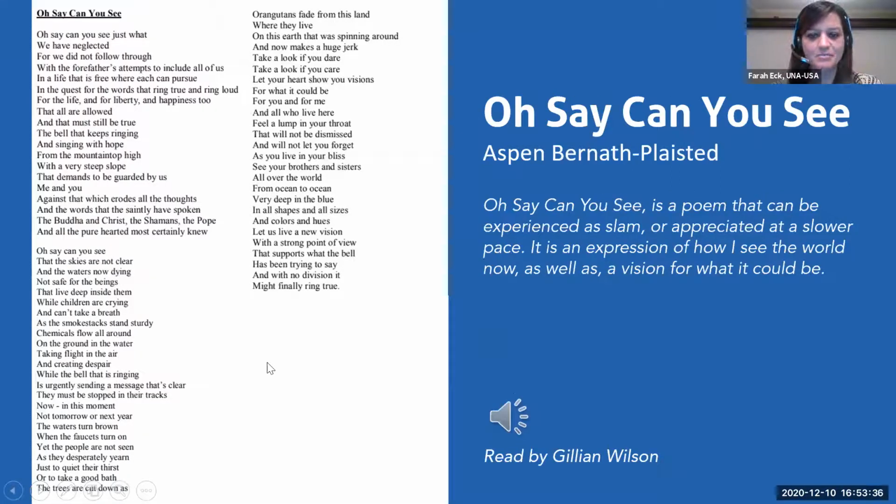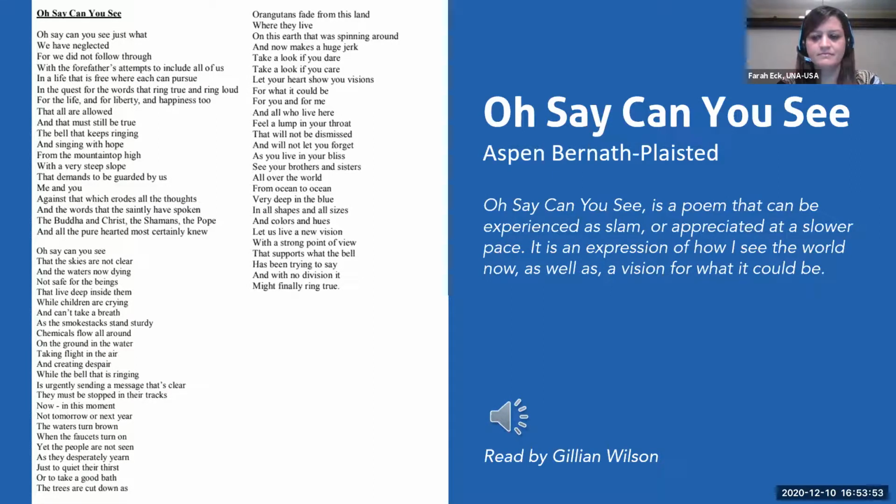This is a poem that is read aloud by our very own Jillian Wilson, entitled "Oh Say Can You See?" "Oh Say Can You See" by Aspen Bernath Plaisted.